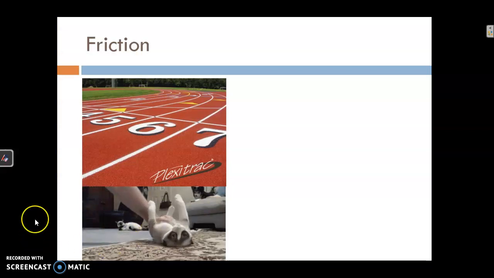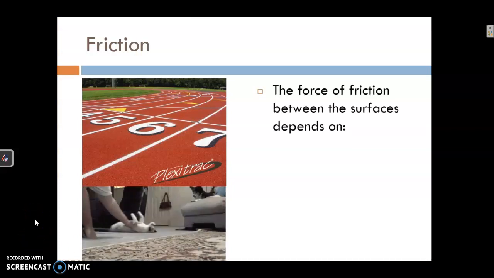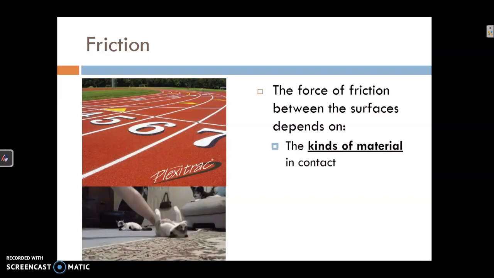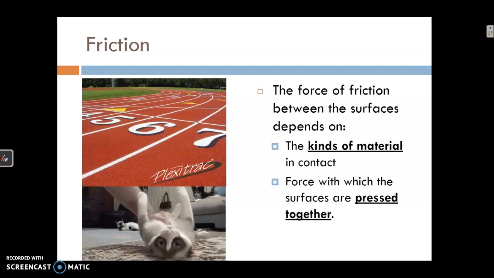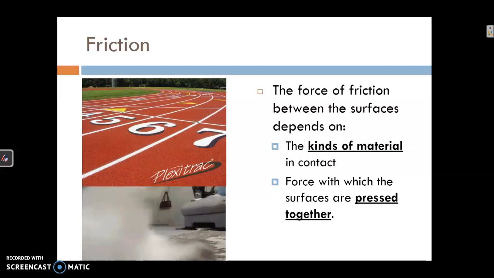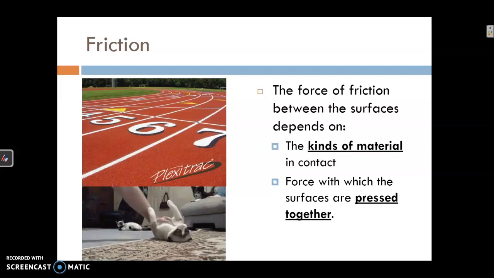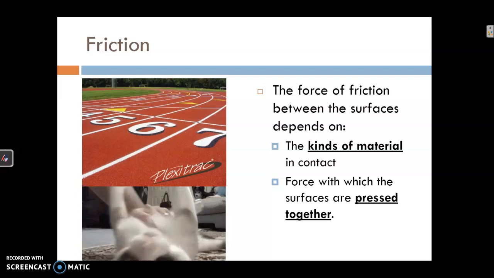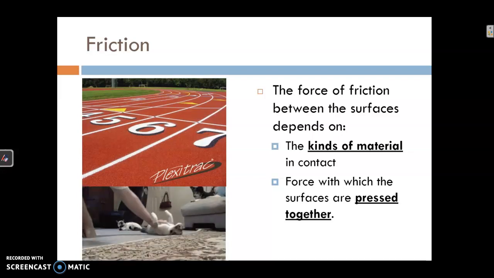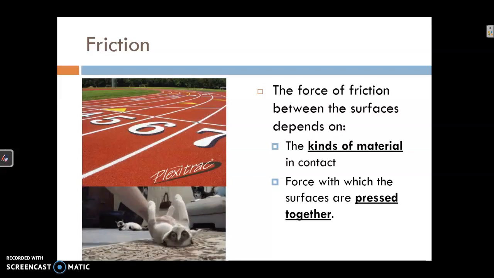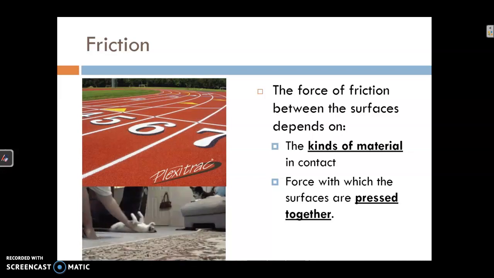All right, so friction. It's the force of friction between the surfaces, and it depends on the kinds of material it's in contact with, and the force with which these surfaces are pressed together. So the kinds of material it's in contact with. I'm sure that you've all run through the grass, right? It was nice to be in contact with the grass, but then, oh no, now you're in contact with ice. It's a whole lot harder to maintain your running speed on ice than it would be on the grass. And this has to do with the kinds of material.